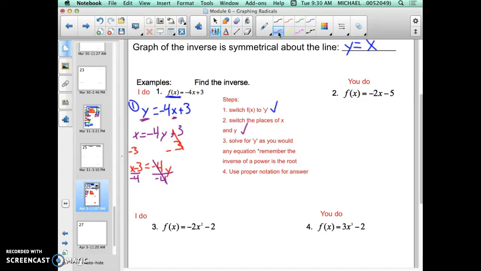The -4's cancel out on the right-hand side. Now I'm going to write, again, I know the y is on the right-hand side, it doesn't necessarily matter, I'm going to write it on the left-hand side now. Y equals, just like f of x equals up here. So y equals, in this case, x minus 3 is being divided by -4.